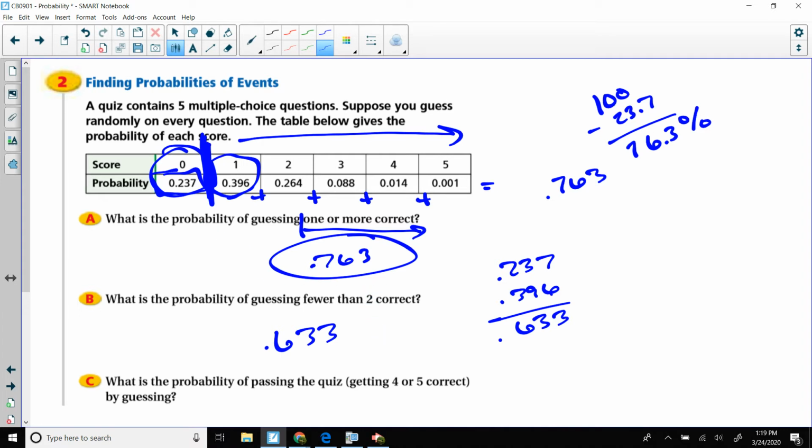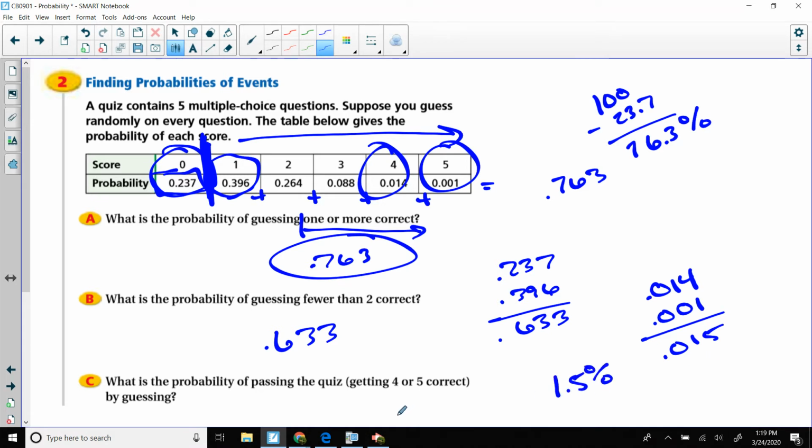The next one says, what's the probability of passing the quiz if you get 4 or 5 correct by guessing? That means you're only going to get 4, you're only going to get 5. If we add together 0.014 and 0.001, don't need a calculator for this one, we end up with 0.015. We move the decimal place, and it's not 15%. Think of this as 1.5%. But the answer would be 0.015 as a probability. So you have a really, really low chance of guessing all 5 of them correct. It is what it is. And that's how that one works.